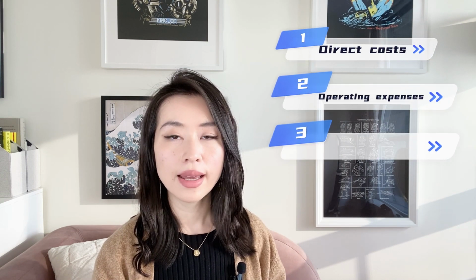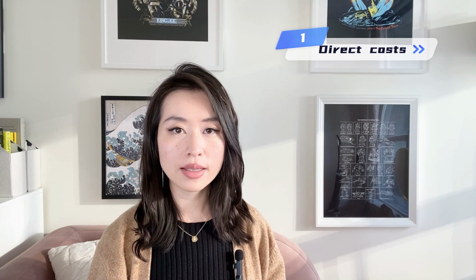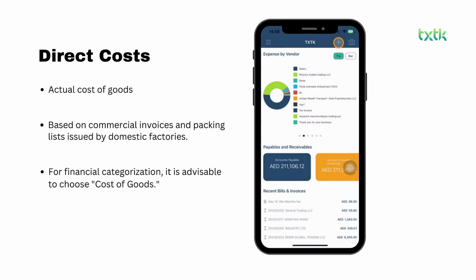Next, let's talk about cost. Costs can be broadly categorized into three types: direct cost, operating expenses, and non-deductible expenses. First, let's talk about direct cost. Direct costs are costs or expenses directly related to the production or procurement of goods and services.